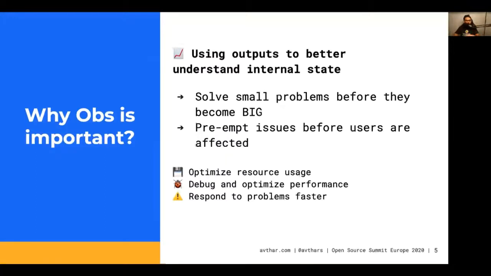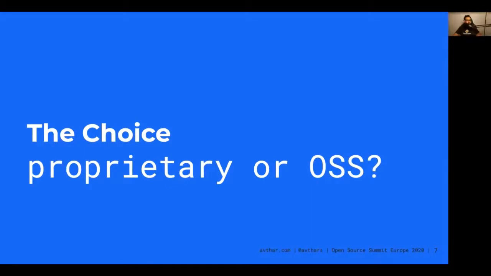The second one is classic performance debugging and optimization. You want your systems to run as quickly and as performantly as possible. And the third one is that you get to respond to problems faster with things like an alerting system. Okay, now, given the importance of observability, it's really important to choose the best tools for the job.